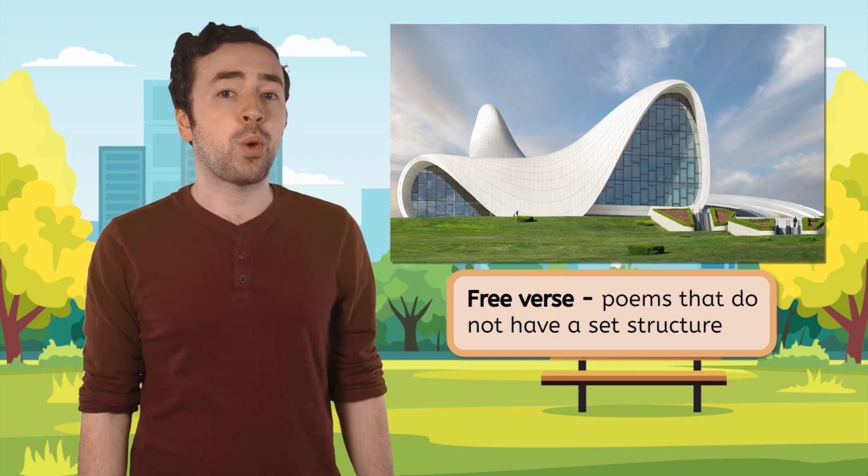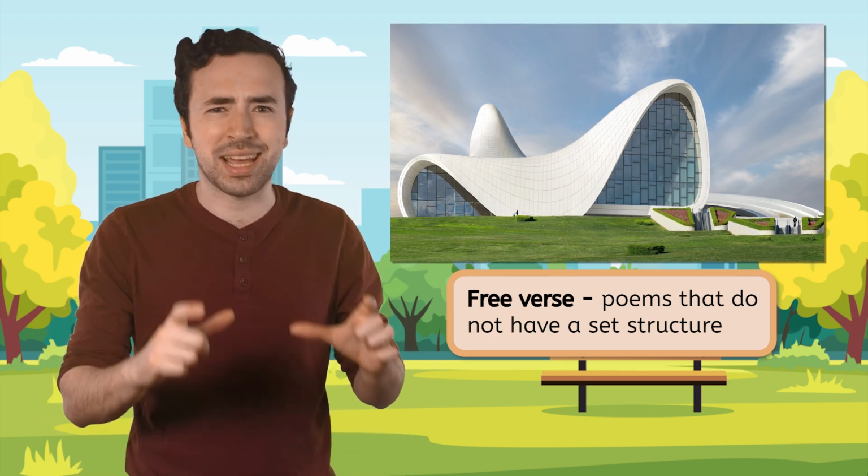Other buildings are more free-flowing, similar to poems that have no rules for their structure at all. In poetry, free verse is what we call poems that don't have a set structure. You can usually tell the difference between a poetic form and free verse by reading it aloud if you can. If you fall into a rhythm, the poem likely has rhyme or meter.